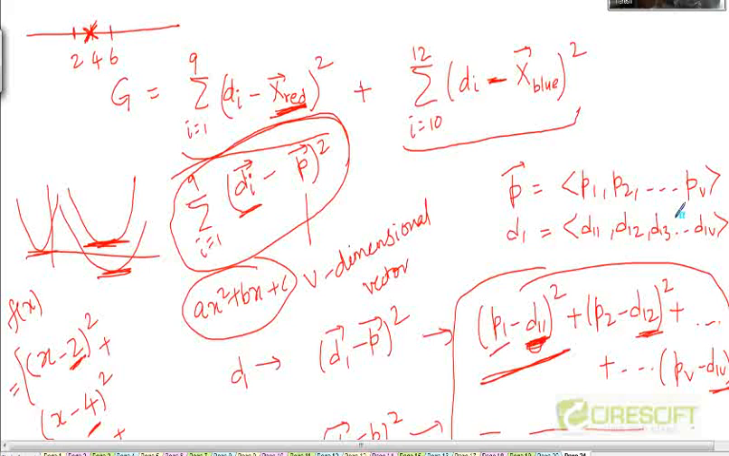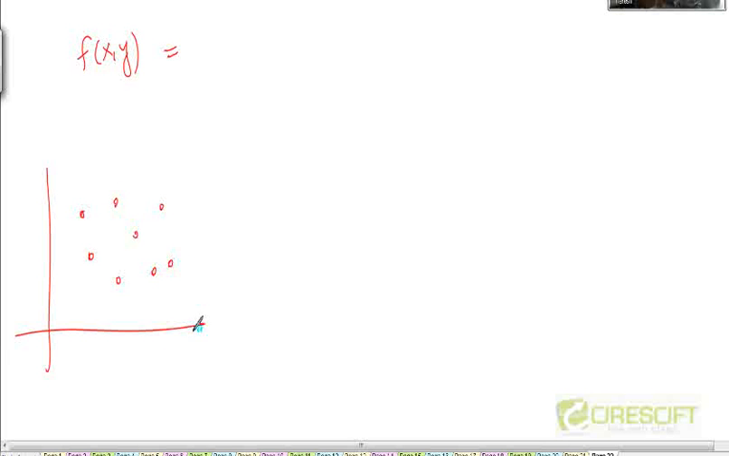Now you could have extended this to two dimensions. I could have had a function of two variables, f(x, y), and I could have said my data points are, let's say, 9 in number. And I want to identify a point, marked by this cross, such that the sum of the squares of the distances between all these points and this particular point is minimized.